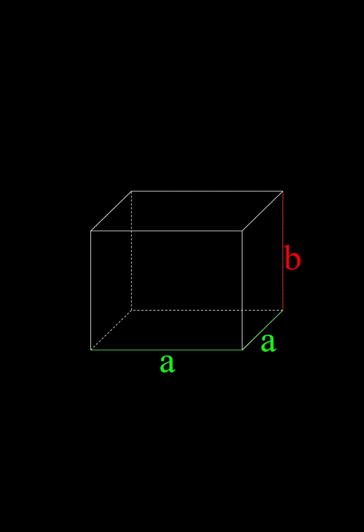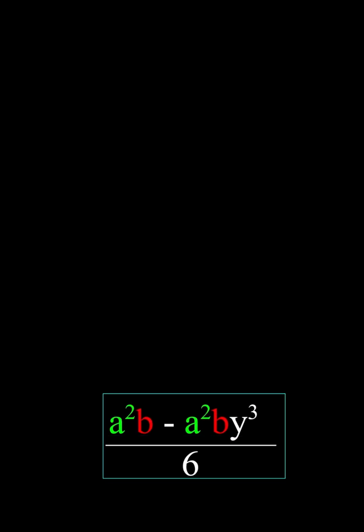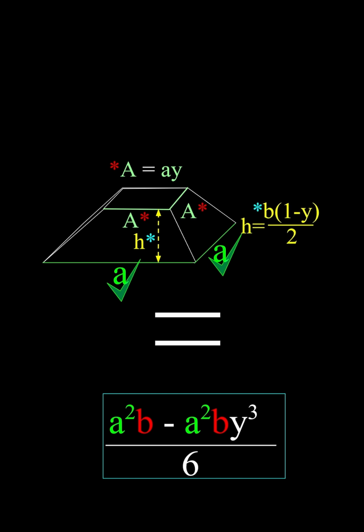And now we know that this shape, with a volume of A²B minus A²B Y cubed for the hole in the middle, over 6 must be the volume of this shape. But we want to be able to figure out the volume of this shape based on the bottom width being A, the top width being big A, and the height being H. We don't know B yet. We can only know it once we get it in terms of what we do know, which is H.